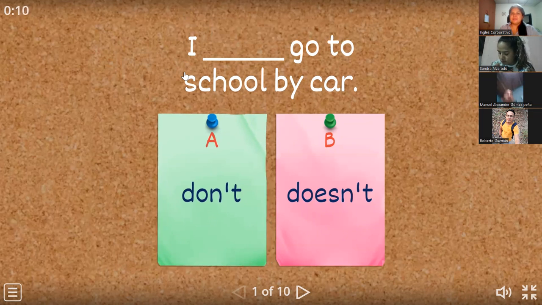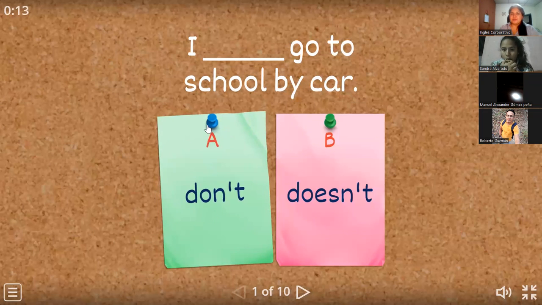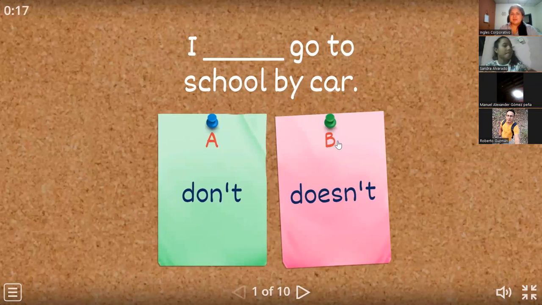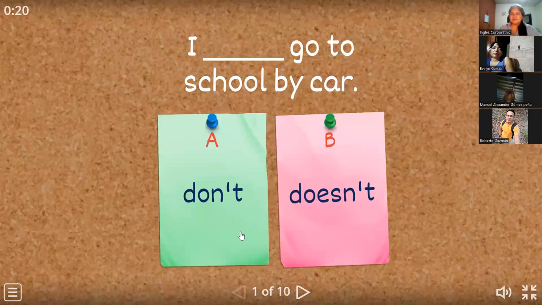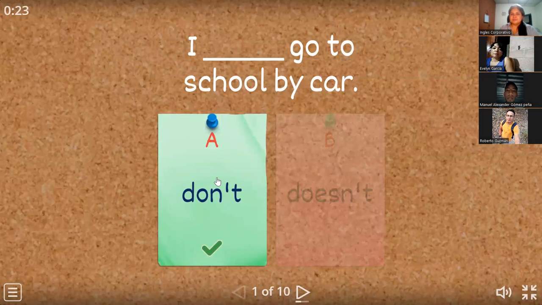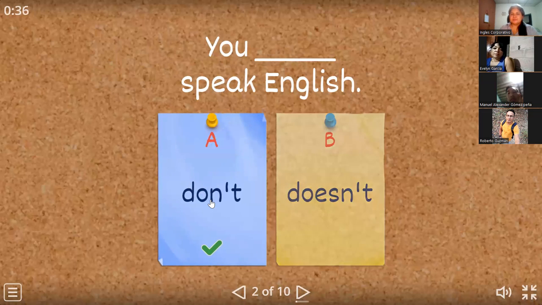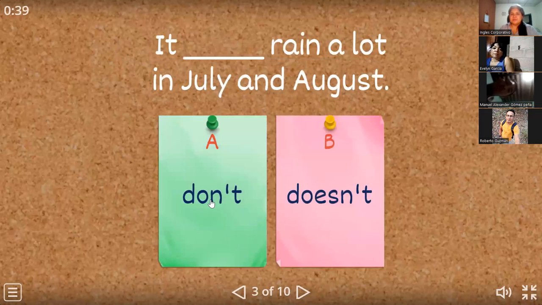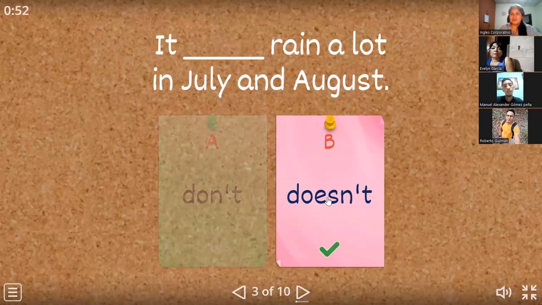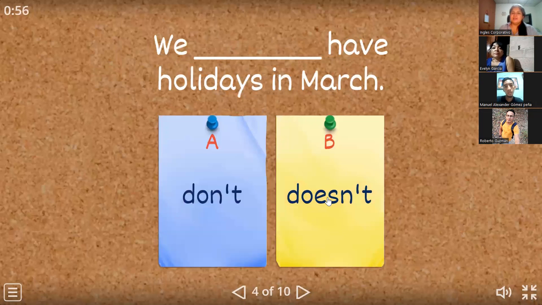Negative statements. In this case, what will be the correct option? A or B? A. I don't go to school by car. You don't or you doesn't speak English? Don't. Okay, you don't speak English. It don't or it doesn't rain a lot in July and August? Doesn't. Okay. It doesn't rain a lot in July and August.